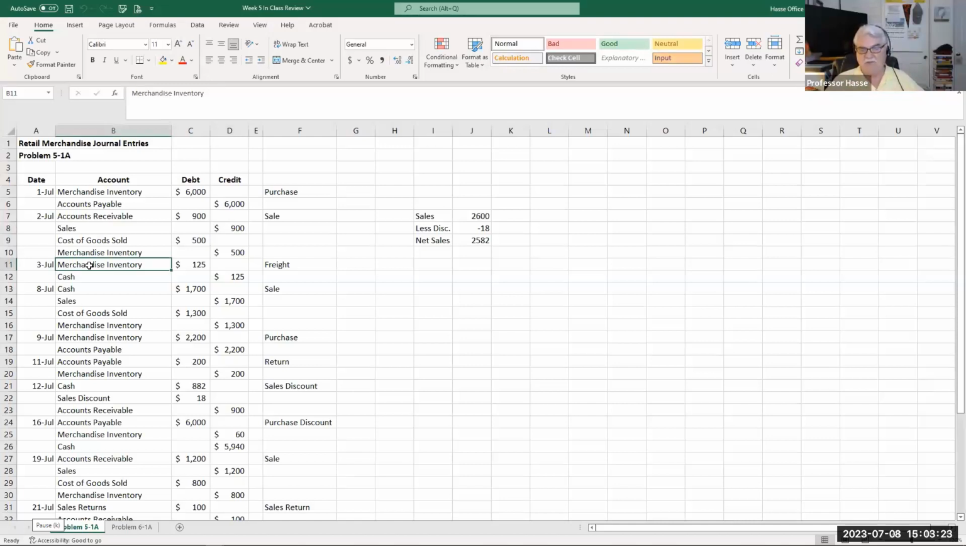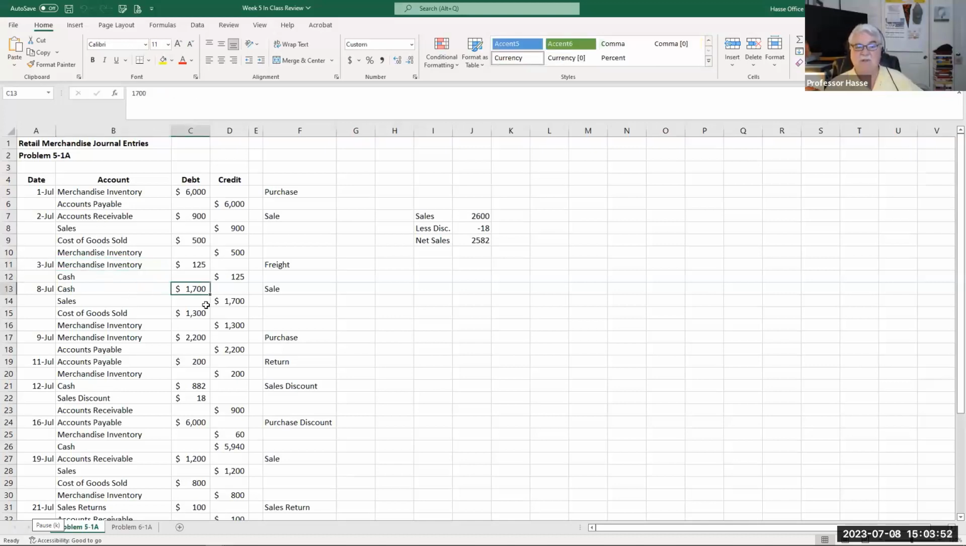And in this case, the freight charge was $125, which we paid in cash. And then the debit goes into inventory to add to the cost of the product that you're selling, the freight cost of delivering the product to you. So you debit inventory $125. That's the freight charge. The next transaction, now we sell more product. And this time, instead of billing, we get cash. We sell $1,700 of retail product at debit, cash, and credit sales.